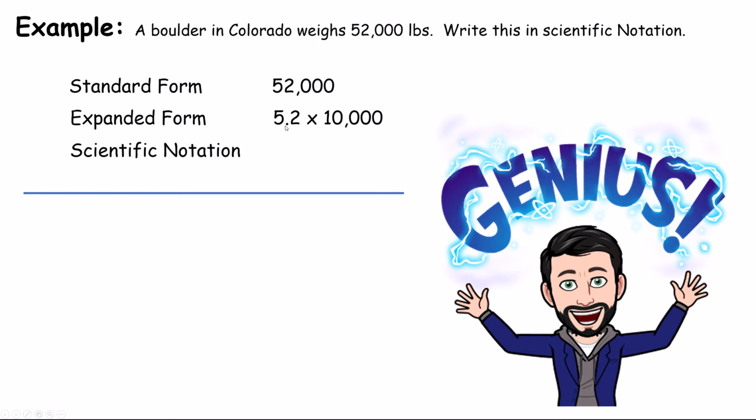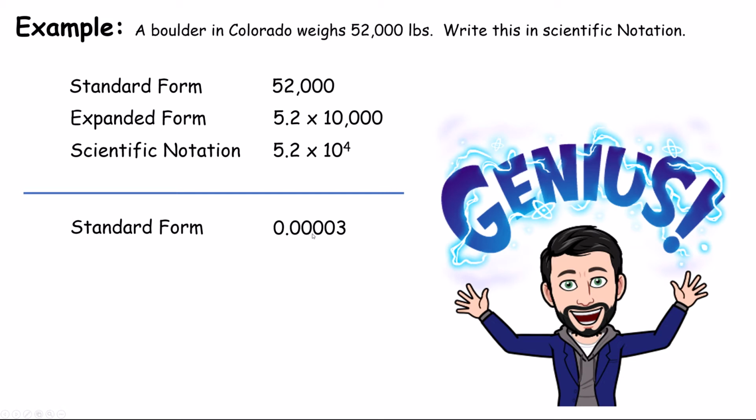So in scientific notation, we would say that this is 5.2 times 4 tens, or times 10 to the fourth power. Remember, 10 to the fourth power is the same as 10,000, and this 4 indicates for me how many places this decimal will move. If that's confusing, you're going to want to go back and re-watch our previous video on scientific notation to help that make more sense.